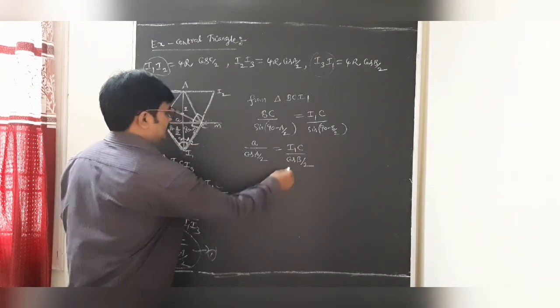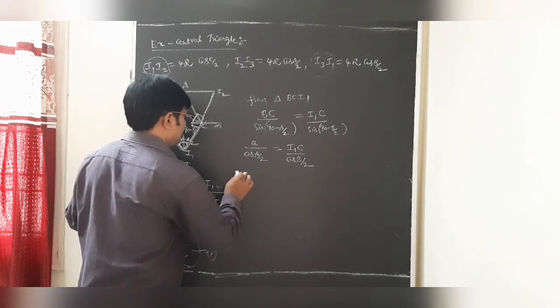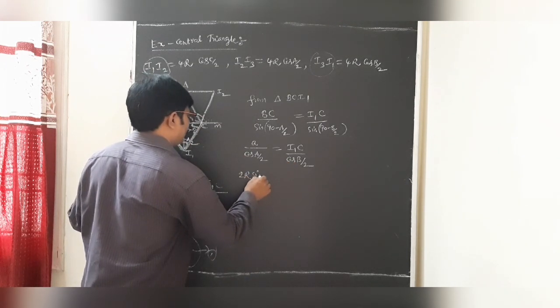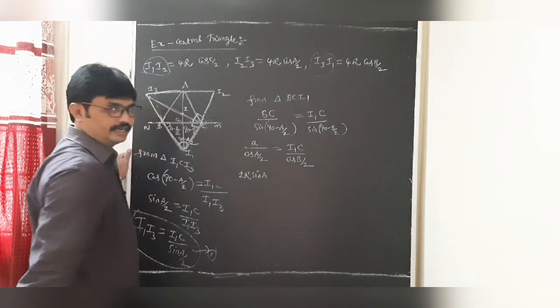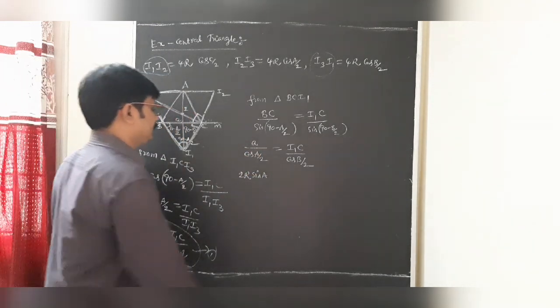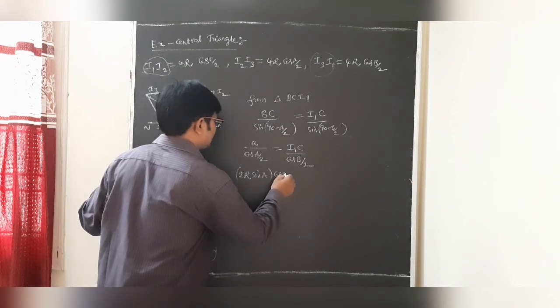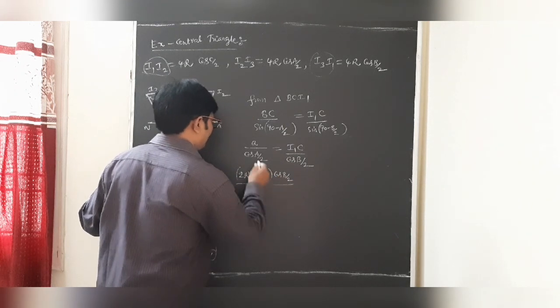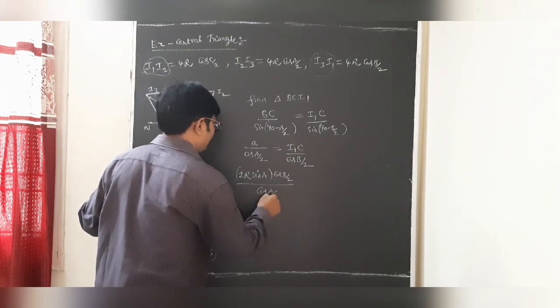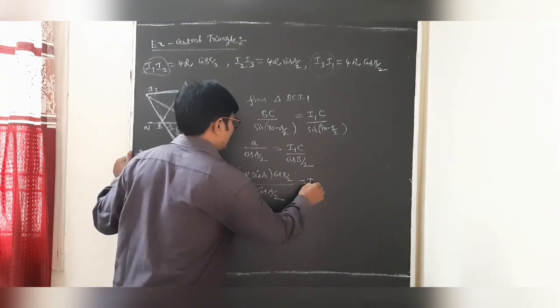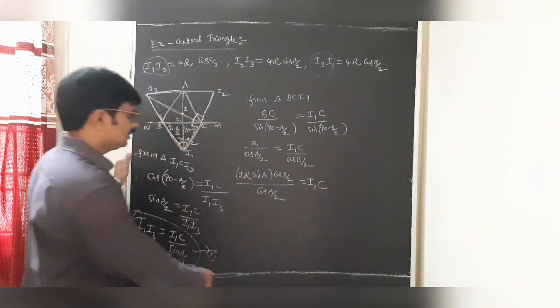So students, this can be sent to the other side. What is the formula of small a? Small a is 2r sin A from the sine rule. So cos of B by 2, sent to the other side, upon cos of A by 2, this is I1C.